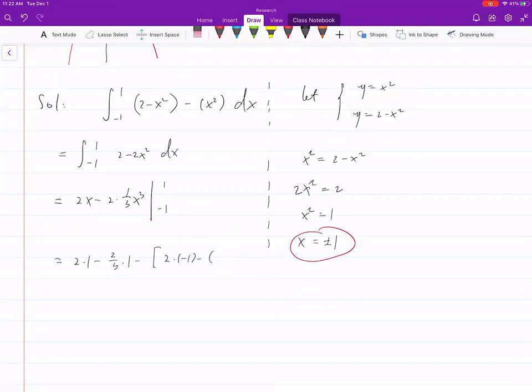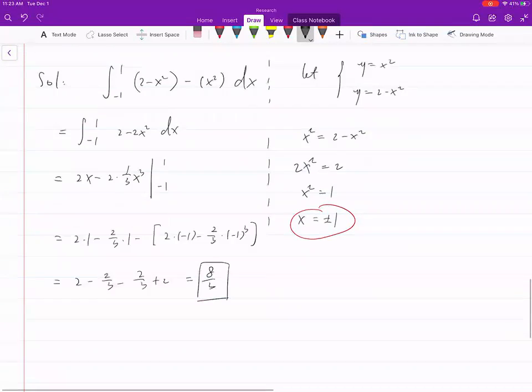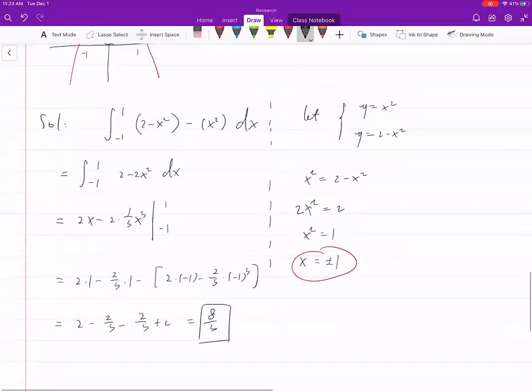Nope. 2/3 times negative 1 cube. 4, 12, 8 over 3. Okay. It's a lot of work, but seriously, everything below this one is old. Only the first part is new. That is the top minus the bottom and the final ending point.